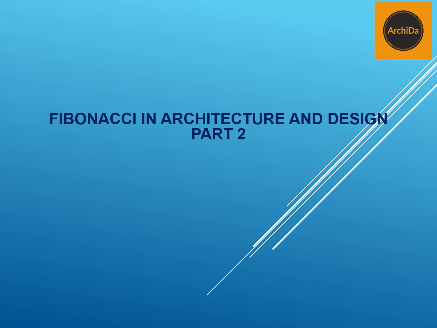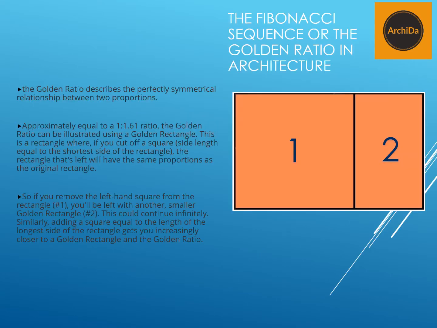This is part 2 in the series Fibonacci in Architecture and Design. In this episode, we will be discussing the actual machinations, or how to design in architecture and space planning using Fibonacci. The Fibonacci sequence or the Golden Ratio in architecture.